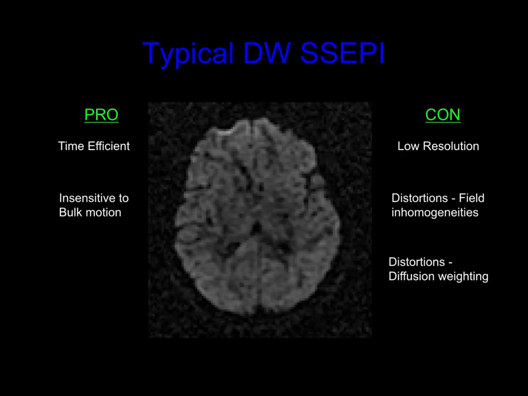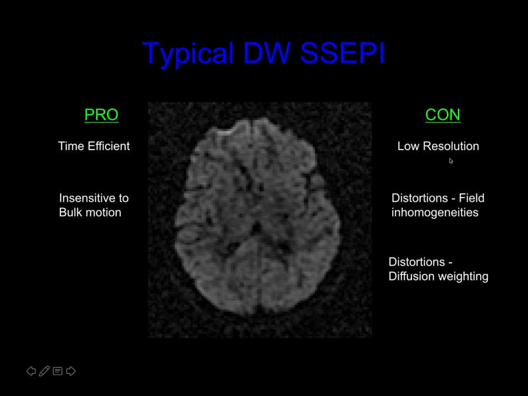So a lot of this arises from the fact that in diffusion-weighted imaging for in vivo clinical scanners, we often use a single-shot echoplanar imaging sequence. The benefit of this, the pro, is that it's very time efficient. You can get an entire volume of the brain in about 5 seconds. And it's insensitive to small bulk motion. Since we are trying to measure the random translational motion of the water molecules, we don't want to have errors due to the whole head moving, if possible.